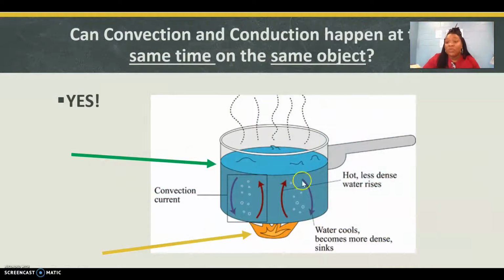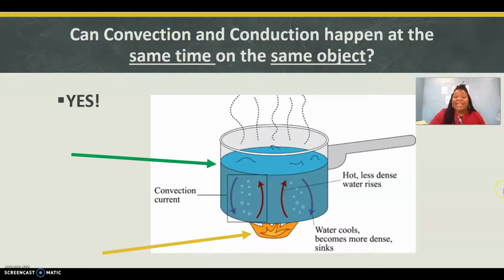So our next question we need to write down: can convection and conduction, those are two very different things. Conduction is direct heat on an object. Convection is the circulation of heat. Can convection and conduction happen at the same time on the same object? Yes. The picture you just drew here, we're going to label where conduction is happening and where convection is happening.